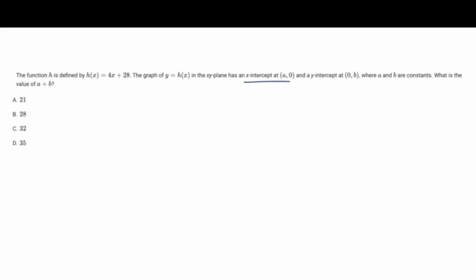So the x-intercept, as you can pretty easily deduce from this, is what value of x will give you an output of y equals 0, right? So here we can just say 4x, which is going to be our h of x function, and we want to set this equal to 0 because we want the output to be 0. So here we can just subtract 28 on both sides, so we get negative 28 equals 4x. And then we'll divide both sides by 4 to isolate for x, and so we get x equals negative 7. All right, perfect. We found the x-coordinate of our x-intercept, and now we want to find the y-coordinate of our y-intercept.